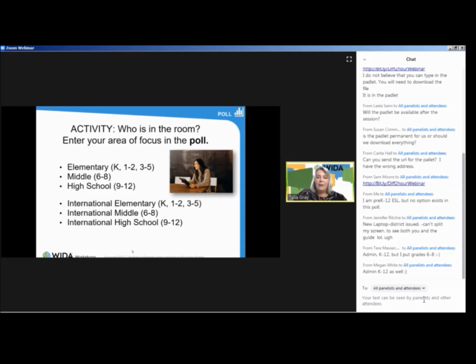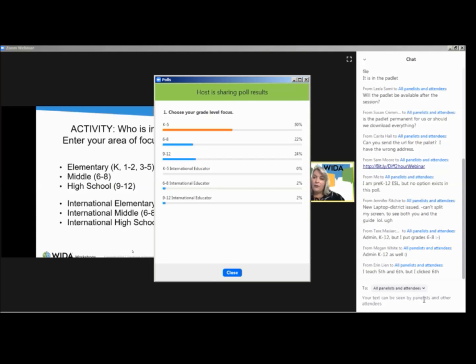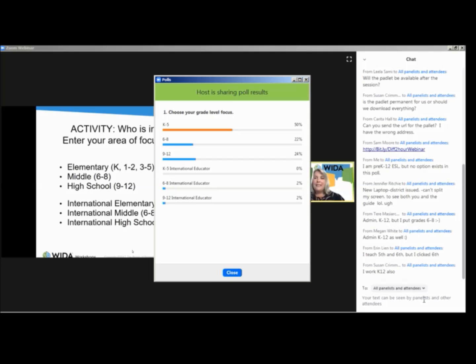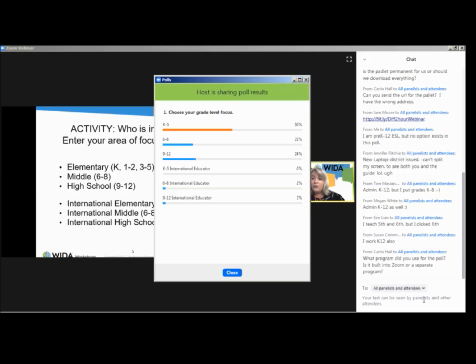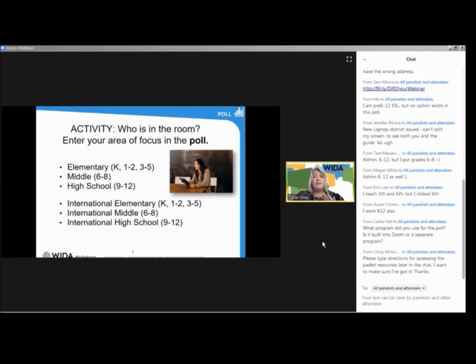All right, so I'm going to go ahead and end the polling and let you guys see where we are. It looks like most of us are K-5. That is actually my area of focus too. I did spend some time in middle school. I taught algebra to 8th graders for a while. And then I taught in a high school for one day, because that is just not where my heart is. But you guys that are middle school people and secondary people, my hats are off to you. You do such important work.